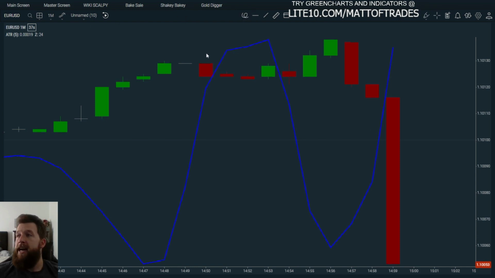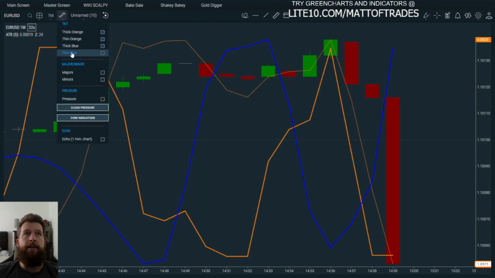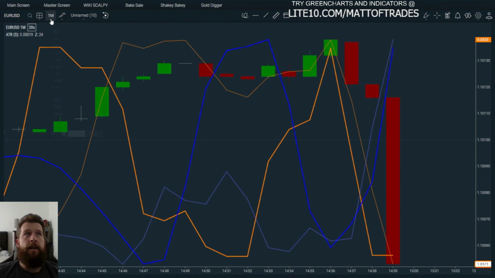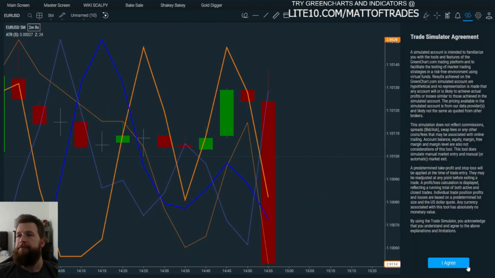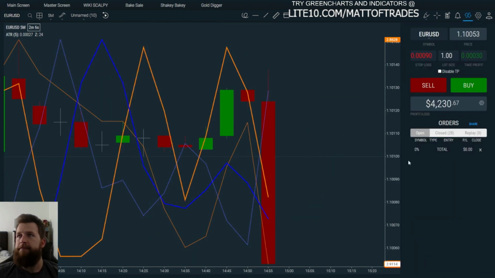So just like the last two videos, like I did with pressure and the majors and minors, I'm going to attempt to trade using only these indicators. And in my opinion, I think the TNT is actually the hardest indicator to do this with, but it's a really good indicator to confirm signals that you're seeing from your other indicators. But we're gonna give it a shot, because why not?